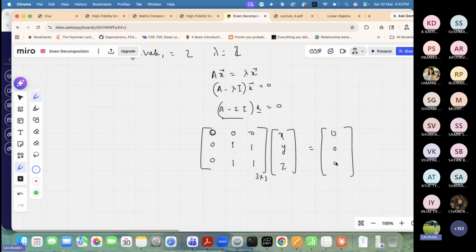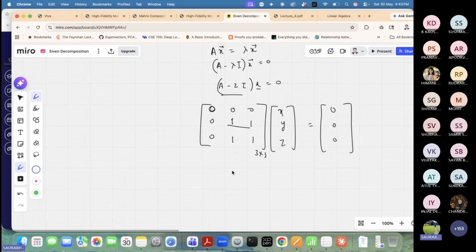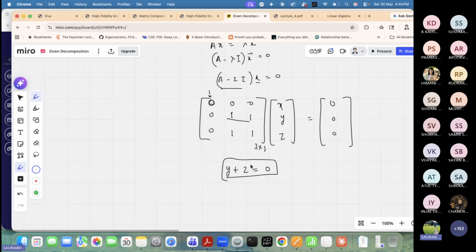Now, this is a simple case. If you have to solve the three different equations that you have, you can easily see that from the second row you can write y plus z equals 0. And from the third row as well, you write y plus z equals 0. So basically you have y plus z equals 0 as one equation. And x is a free variable because you do not have a pivot there, if you see here. So x is already a free variable.